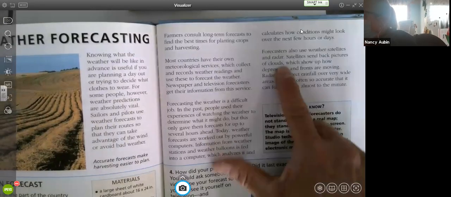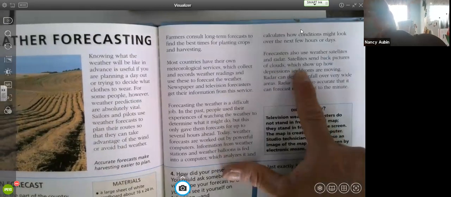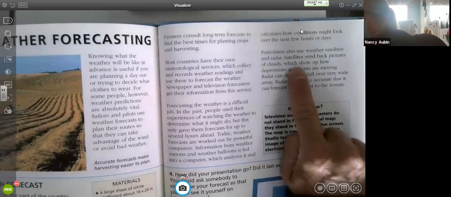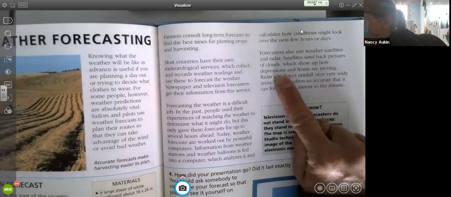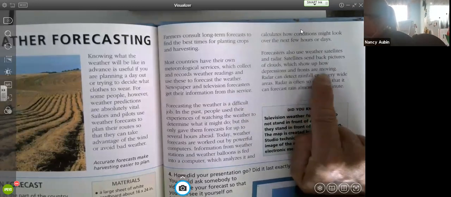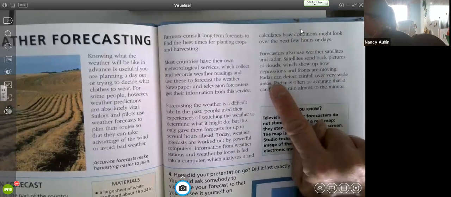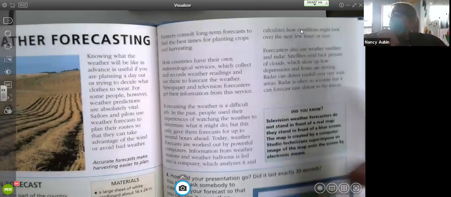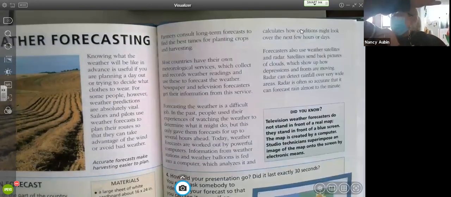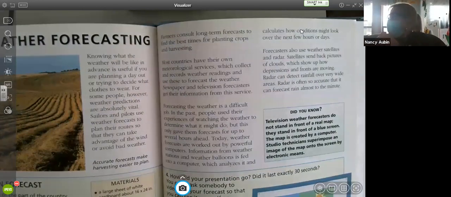Forecasters also use weather satellites and radar. Satellites send back pictures of clouds. We've been looking at clouds, right? They give us information which shows how depressions and fronts are moving. See, if you look at the states to the west of us, if they've got storms happening, we could predict that they're going to move our way, right?